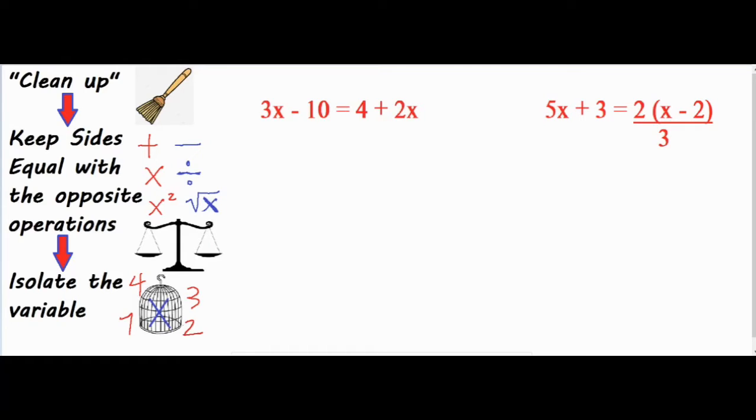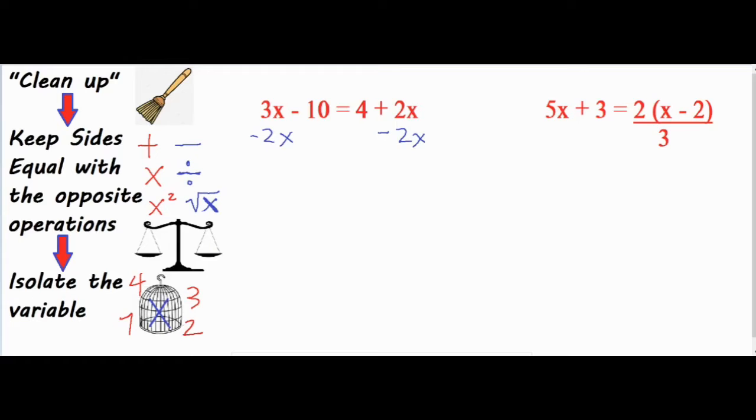So the first one, we have 3x minus 10 equals 4 plus 2x, and I could really cancel out this 3x or the 2x. What I'm going to do is decide to move the 2x first, but it really doesn't matter the order you go. So I'm adding, so I want to do the opposite, which is subtracting. So subtract 2x from one side and subtract 2x from the other side.